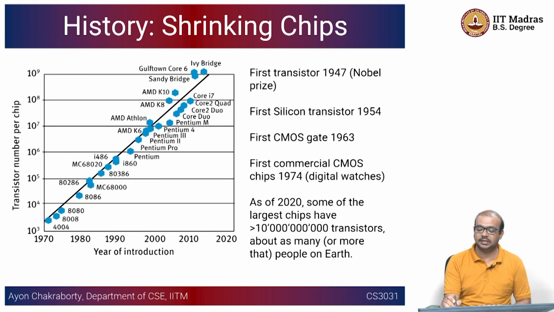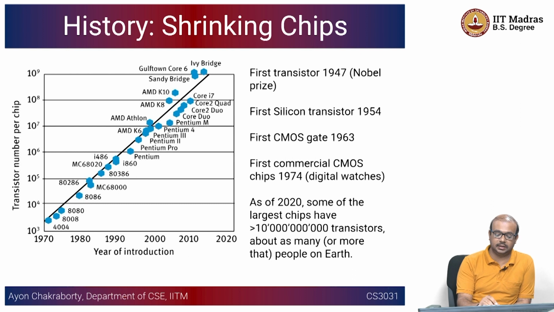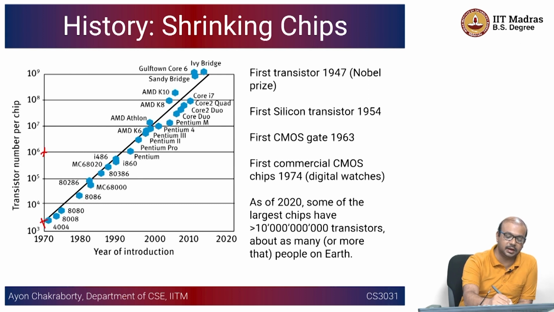And as of 2020, some of the largest chips in the world have so many transistors, like 10 to the power 10, which is more than the number of people on earth. If you look at the trajectory, the year of introduction versus the number of transistors per chip, you see that this is a super linear scale. This is 10 to the power 3, which is in thousands, this is like a million, 10 lakhs, this is like a crore, and so on.